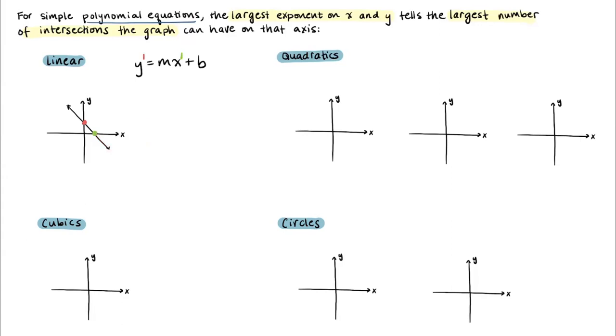All right, with quadratics, we have this kind of format. We write it as y equals ax squared plus bx plus c. Here we have the exponent on the y is 1, and the highest degree on the x is 2. So this means that the quadratics will cross the y-axis no more than 1 time, and they will cross the x-axis no more than 2 times.